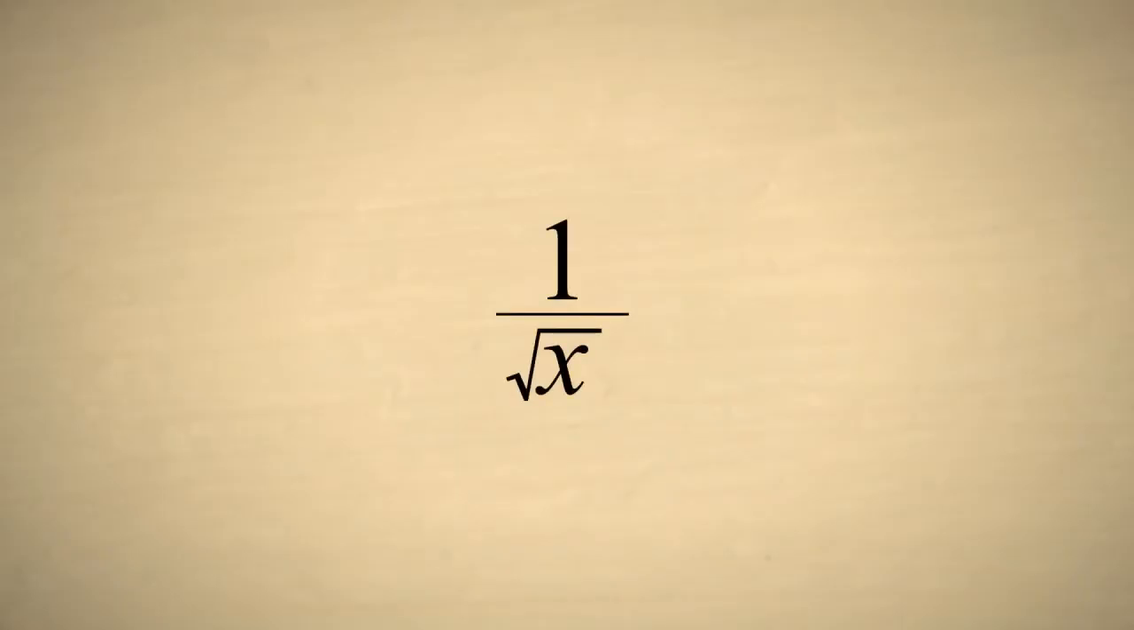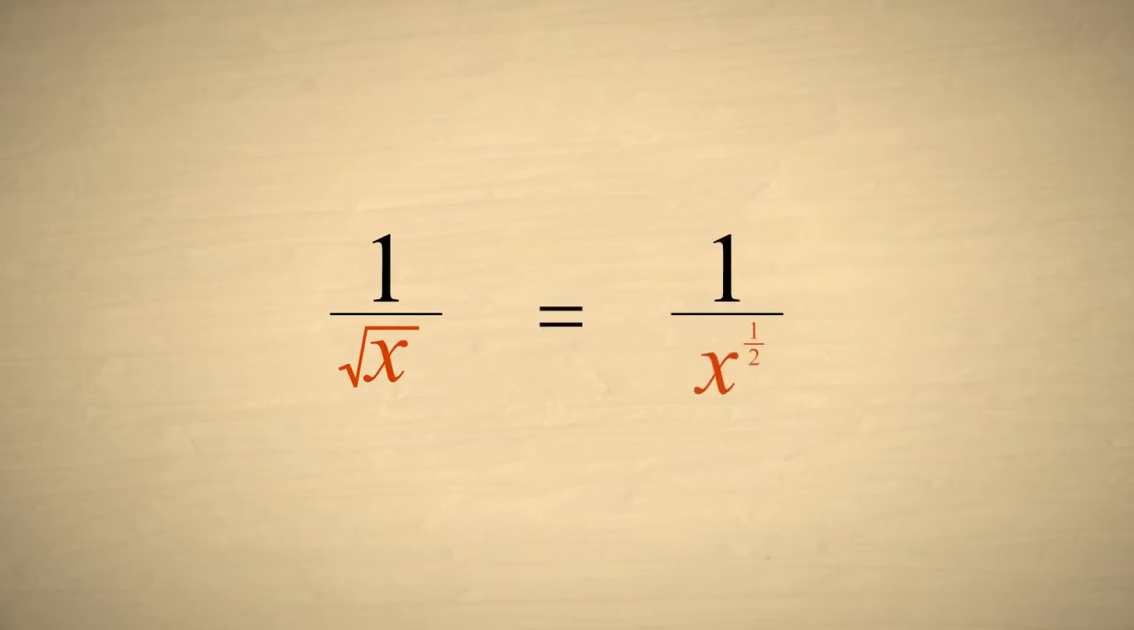As an example, let's say that we want to write an expression 1 over the square root of x without using a radical sign. We can eliminate the radical sign by writing the square root of x as x to the 1/2 power. But then we can simplify this expression further by moving the x term from the denominator to the numerator and switching the sign of the exponent. So 1 over the square root of x can be written as x to the negative 1/2 power.